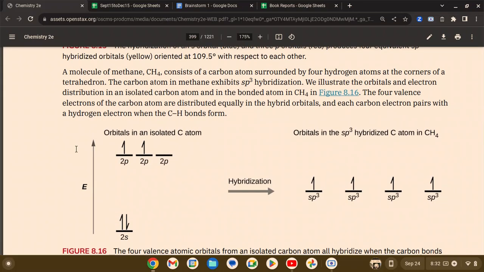A molecule of methane consists of a carbon atom surrounded by four hydrogen atoms at the corners of a tetrahedron. The carbon atom in methane exhibits sp3 hybridization. We illustrate the orbitals and electron distribution in an isolated carbon atom and in the bonded atom in CH4 in figure 8.16. The four valence electrons of the carbon atom are distributed equally in the hybrid orbitals, and each carbon electron pairs with a hydrogen electron when the C-H bonds form.